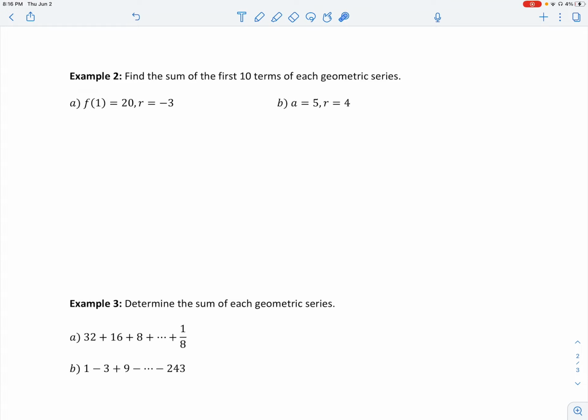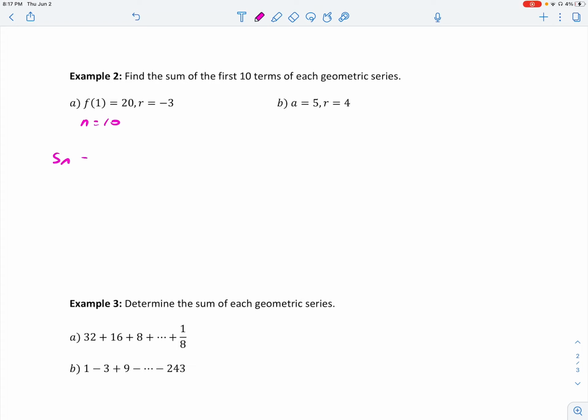It says find the sum of the first 10 terms of each geometric series. Here we're only given the first term. That's what f of 1 means, it means our first term, just in function notation. That's okay. This is basically another way of saying a equals 20. And we're given the common ratio, so that's great. We also know it's the first 10 terms, so n should be 10. So why don't we go ahead and solve this one?